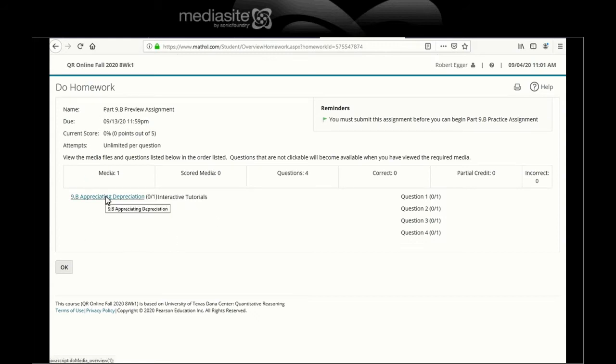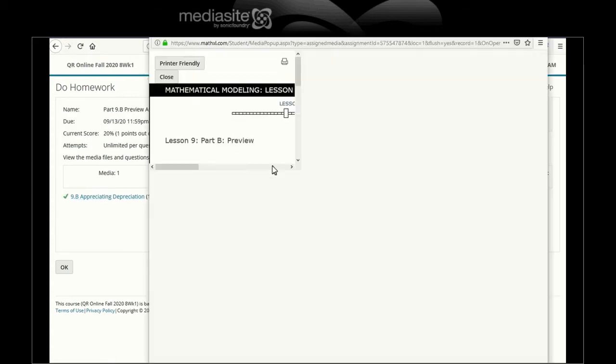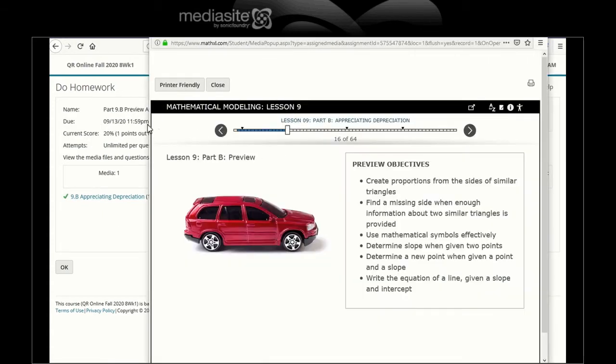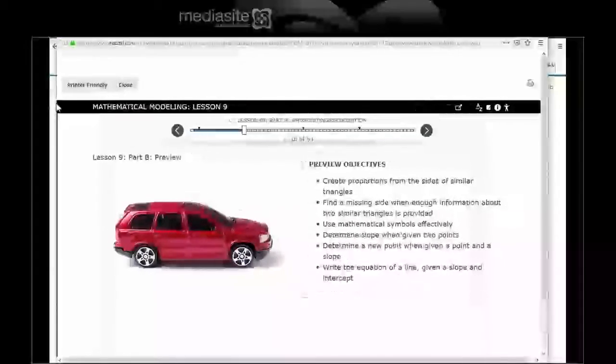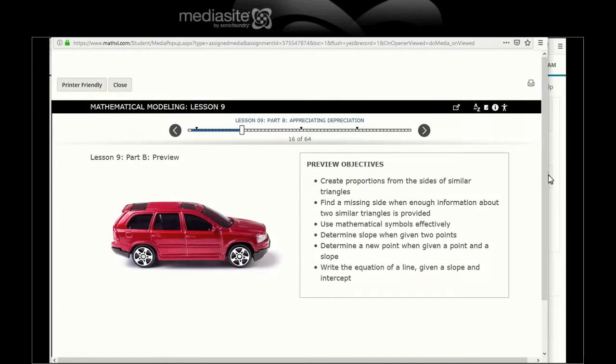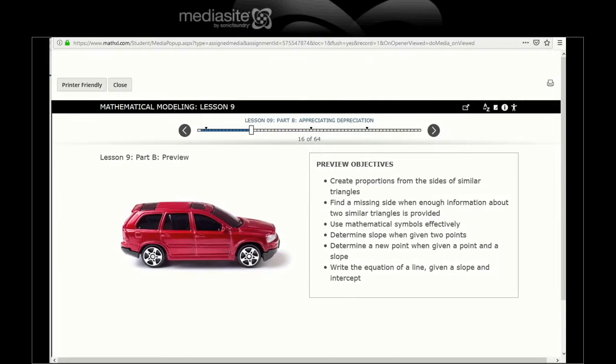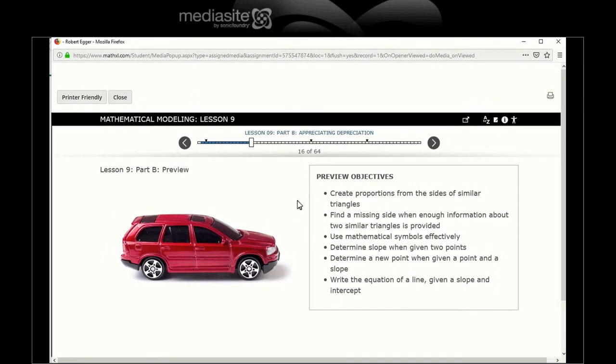Appreciating depreciation. Sounds exciting. Let's put the window. Come on. All right, here we go.